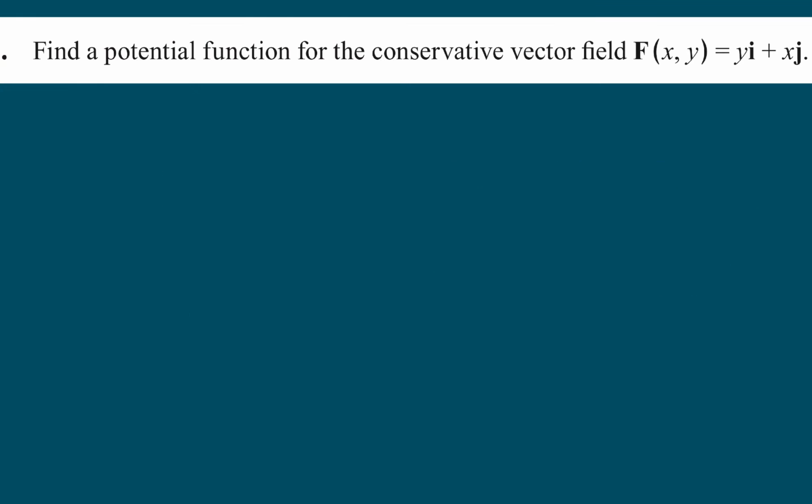We want to discuss the following problem. Find a potential function for the conservative vector field. So the problem says that this vector field is conservative. How will this vector field look? For example, at the point (1, 1), the vector field will be 1i plus 1j. So it will look like this.